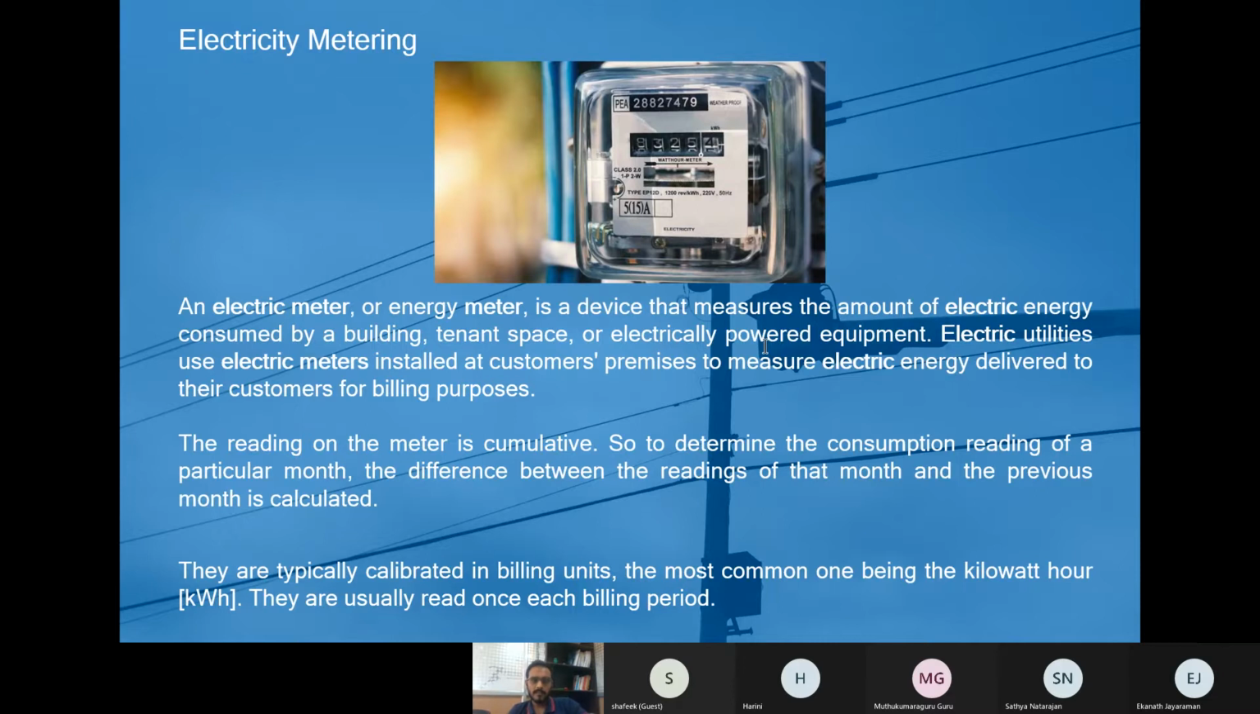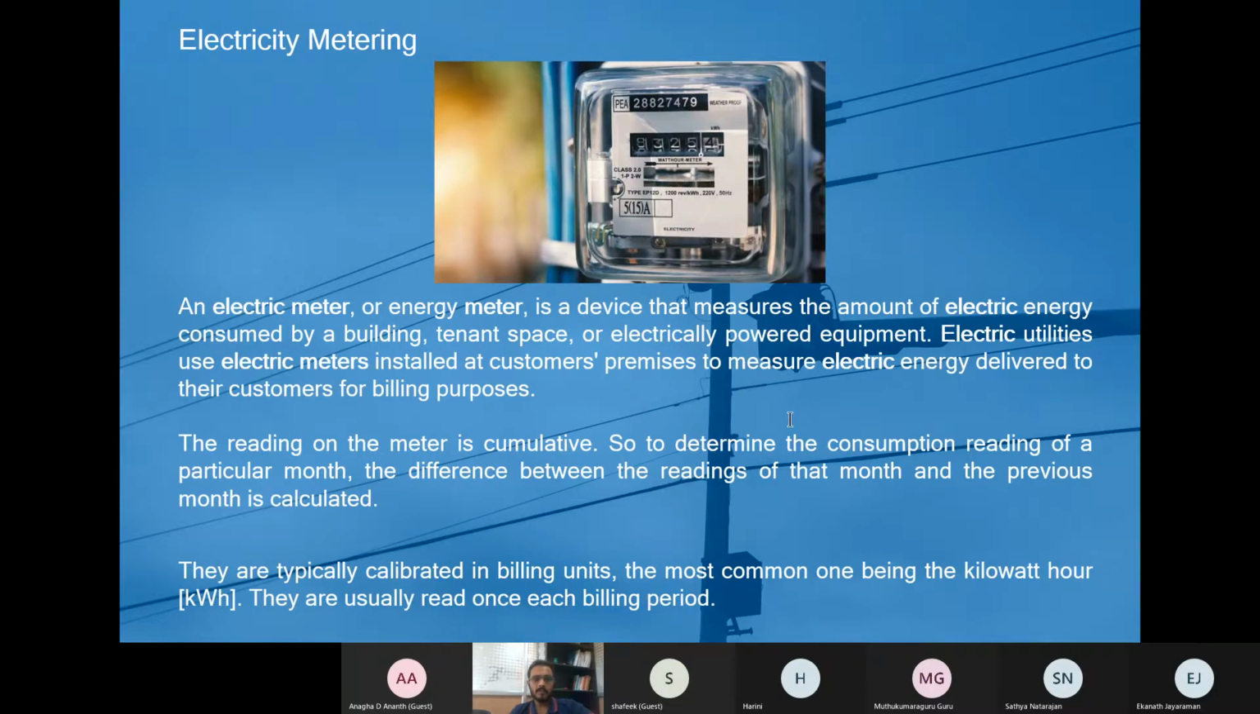To determine the consumption of a particular month, the difference between the reading of that month and the previous month is calculated. If the value you get for that month is very small, it means that your consumption is low and consequently your electricity bill will be lower. When the reading is high, it means the consumption is very high and the electricity bill is very high. It's directly proportional.